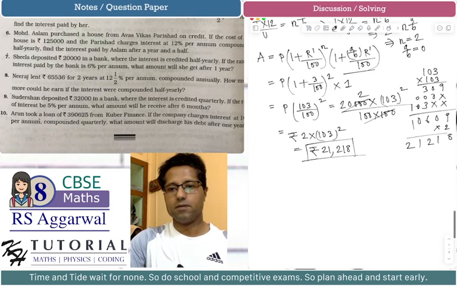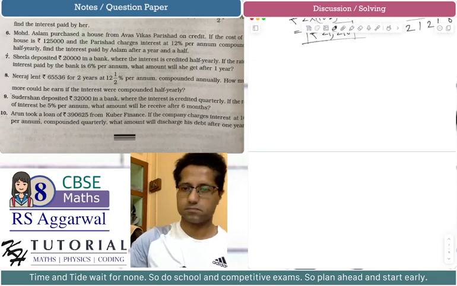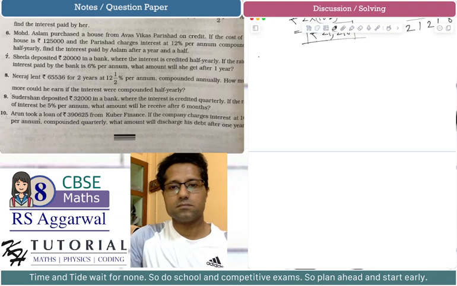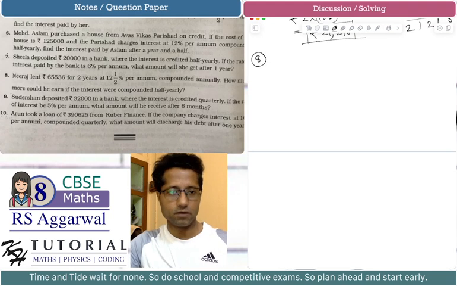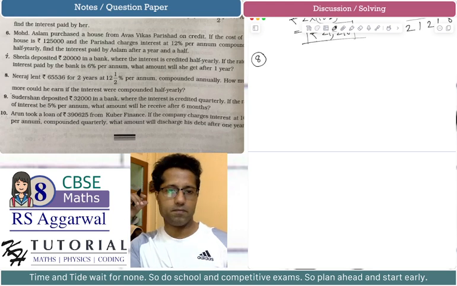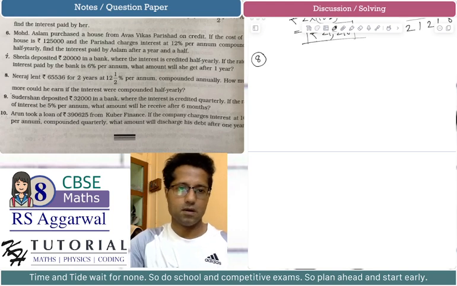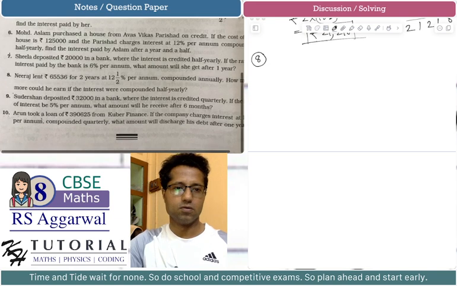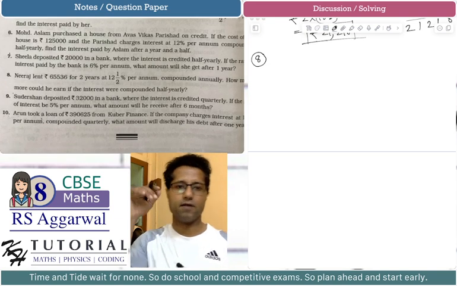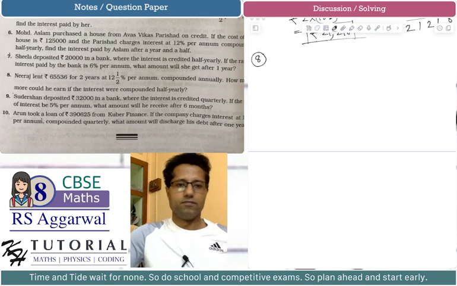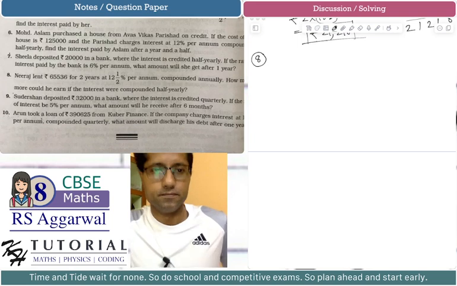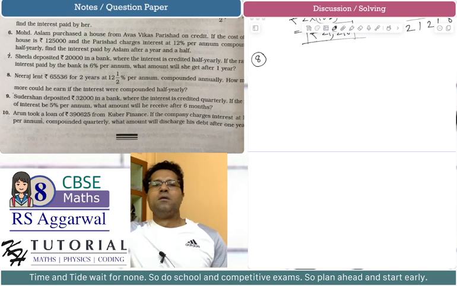Let's do problem number 8. Neeraj lent rupees 65,536 for 2 years at 12.5% per annum, compounded annually. How much more could he earn if the interest were compounded half yearly?